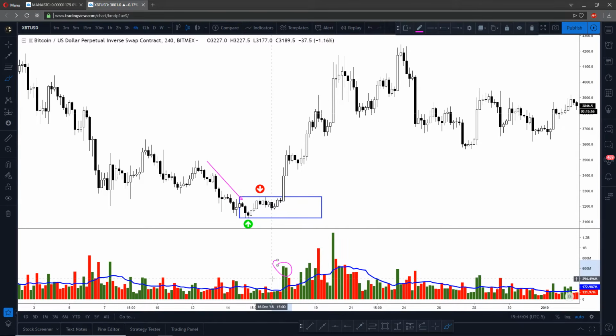Spike in volume. Small spike in volume on the fractal. So this tells you that according to relative volume, there were higher than average people participating in that low. This tells you, according to relative volume, there is a much higher amount of people participating in the breakout than the average. Does that make sense? So long story short, you would have bought there.